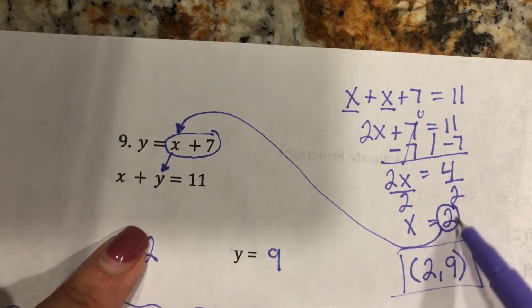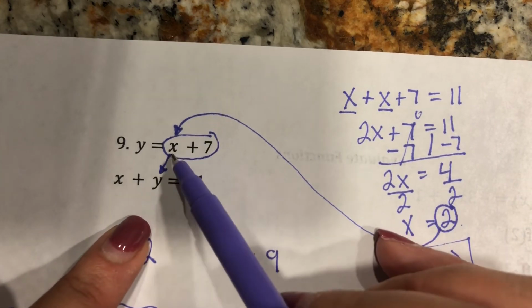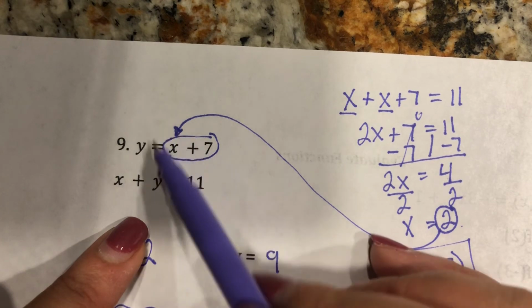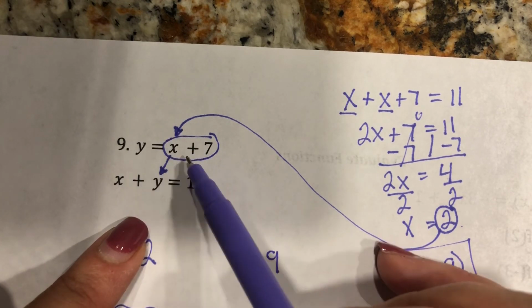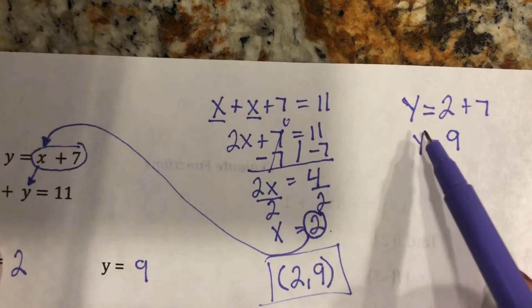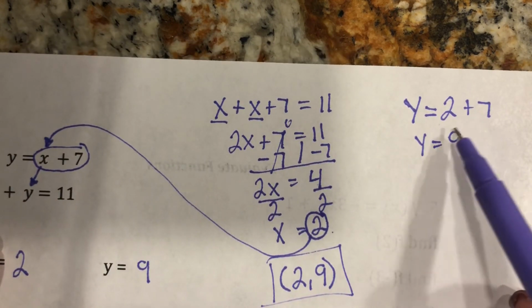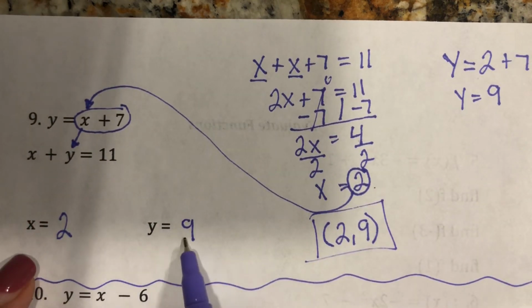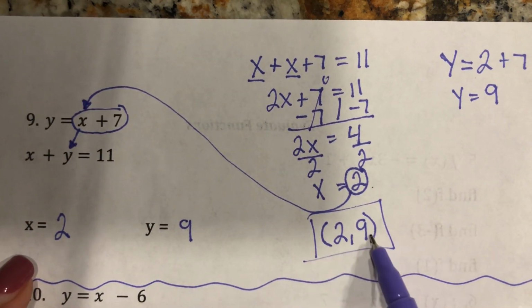I'm going to take this 2 and plug it into the original. Technically, you could do it on here, but I like doing it into the original because it's already solved. And I get y equals 2 plus 7. 2 plus 7 gives me 9. So then there's my answers, a 2 and a 9. So my point would be (2, 9).